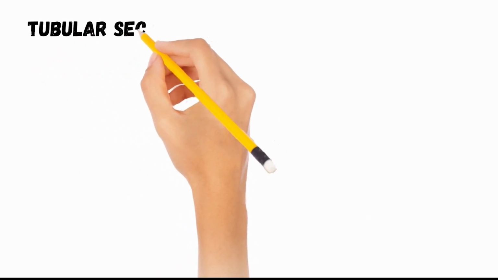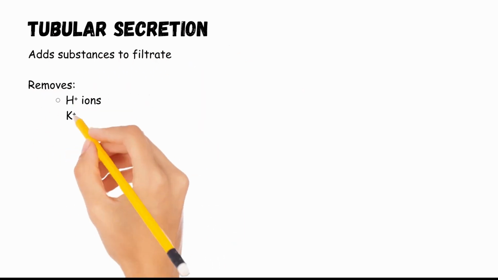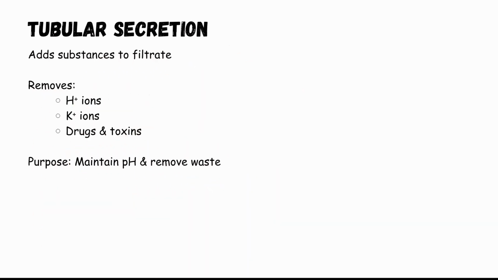Tubular secretion involves the movement of substances from blood into the filtrate. These include hydrogen ions, potassium ions, drugs, and toxins. This process helps in waste elimination and regulation of blood pH.